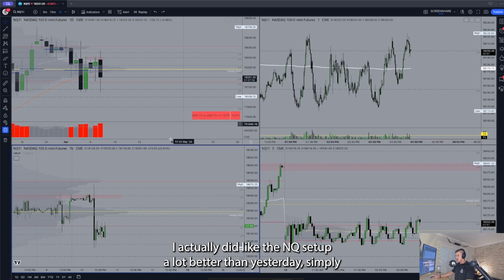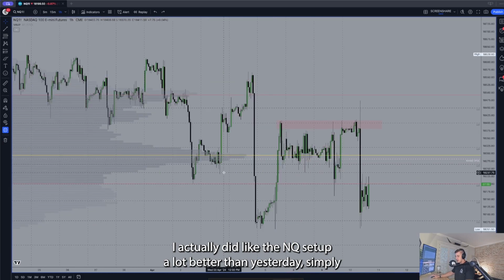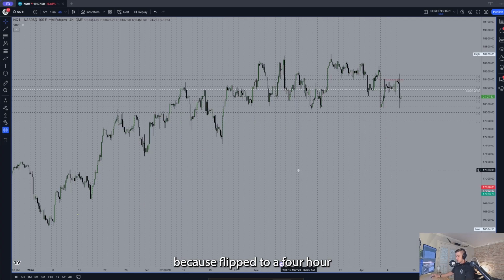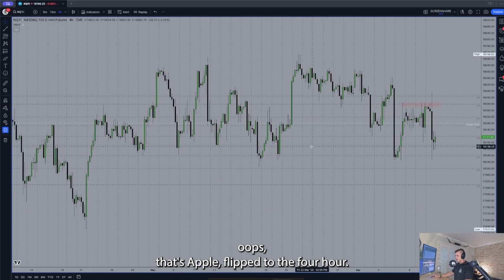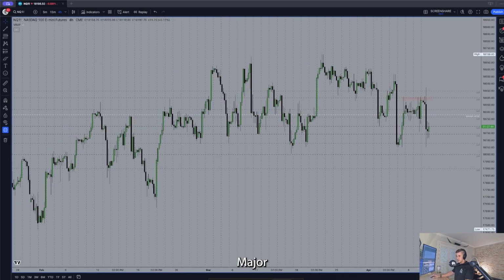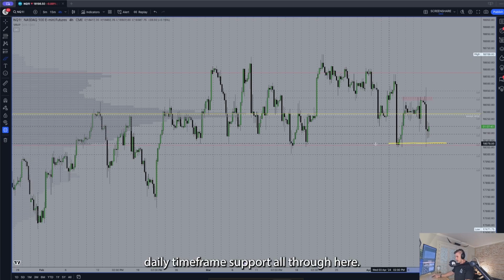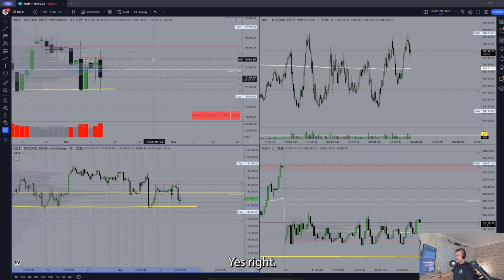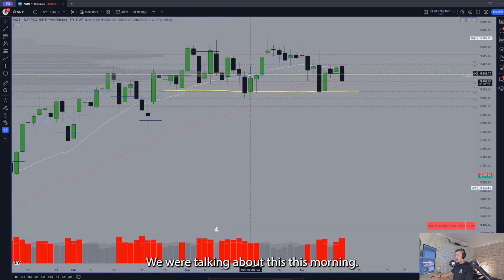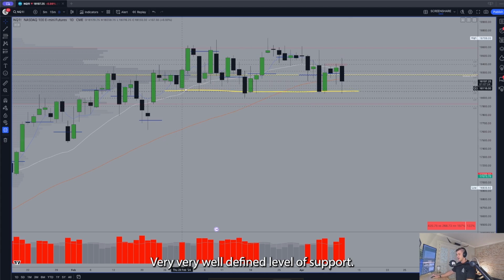I actually did like the NQ setup a lot better than ES today, simply because flip to the 4 hour. Oops, that's Apple. Flip to the 4 hour, and what do we have? Major daily time frame support all through here, and it's clear cut. It's a much better, more clear setup than what we see in ES, right? Look at the daily. We were talking about this morning. Very, very well-defined level of support, right?